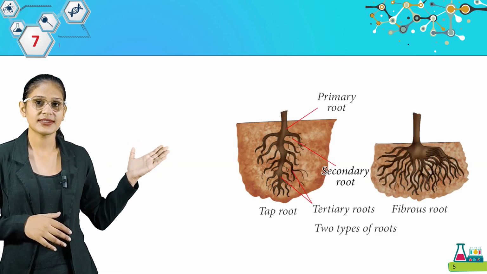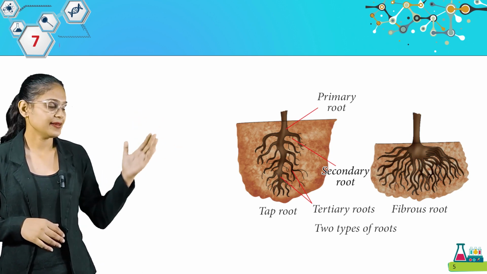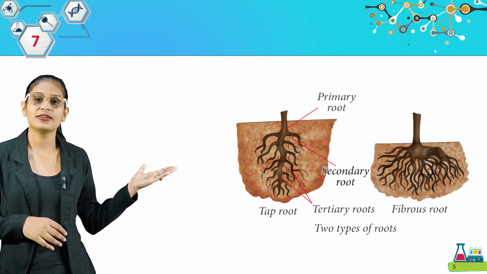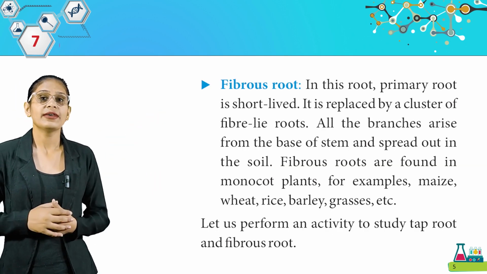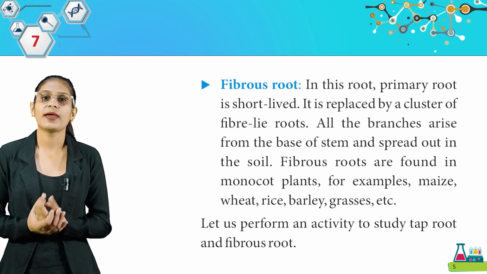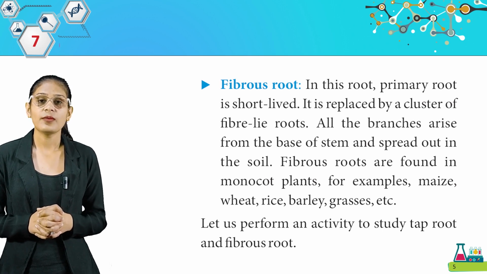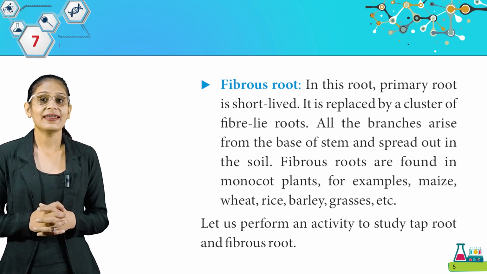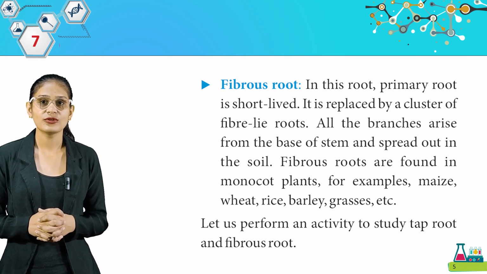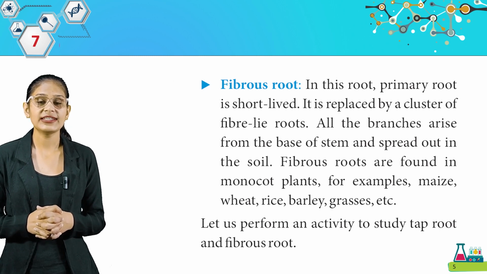Look at the picture. This is a tap root, primary root, secondary root, tertiary root. And this is fibrous root, and these are two types of roots. Now we have fibrous root. Fibrous root, in this root, primary root is short-lived. It is replaced by a cluster of fiber-like roots. All the branches arise from the base of a stem and spread out in the soil. Fibrous roots are found in monocot plants, for examples maize, wheat, rice, barley, grasses, etc.